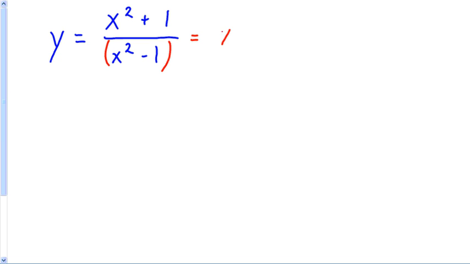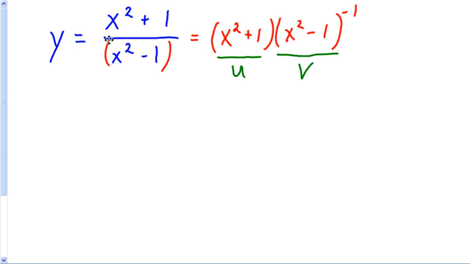So I can rewrite this problem to be x squared plus 1 times x squared minus 1 to the negative 1. And now I've got a product rule. I took a quotient rule and made a product rule out of it. So there's my function u, and here's my function v. Let's see if we can just do this. Same rules apply. u equals x squared plus 1, so u prime is 2x. So far, so good.